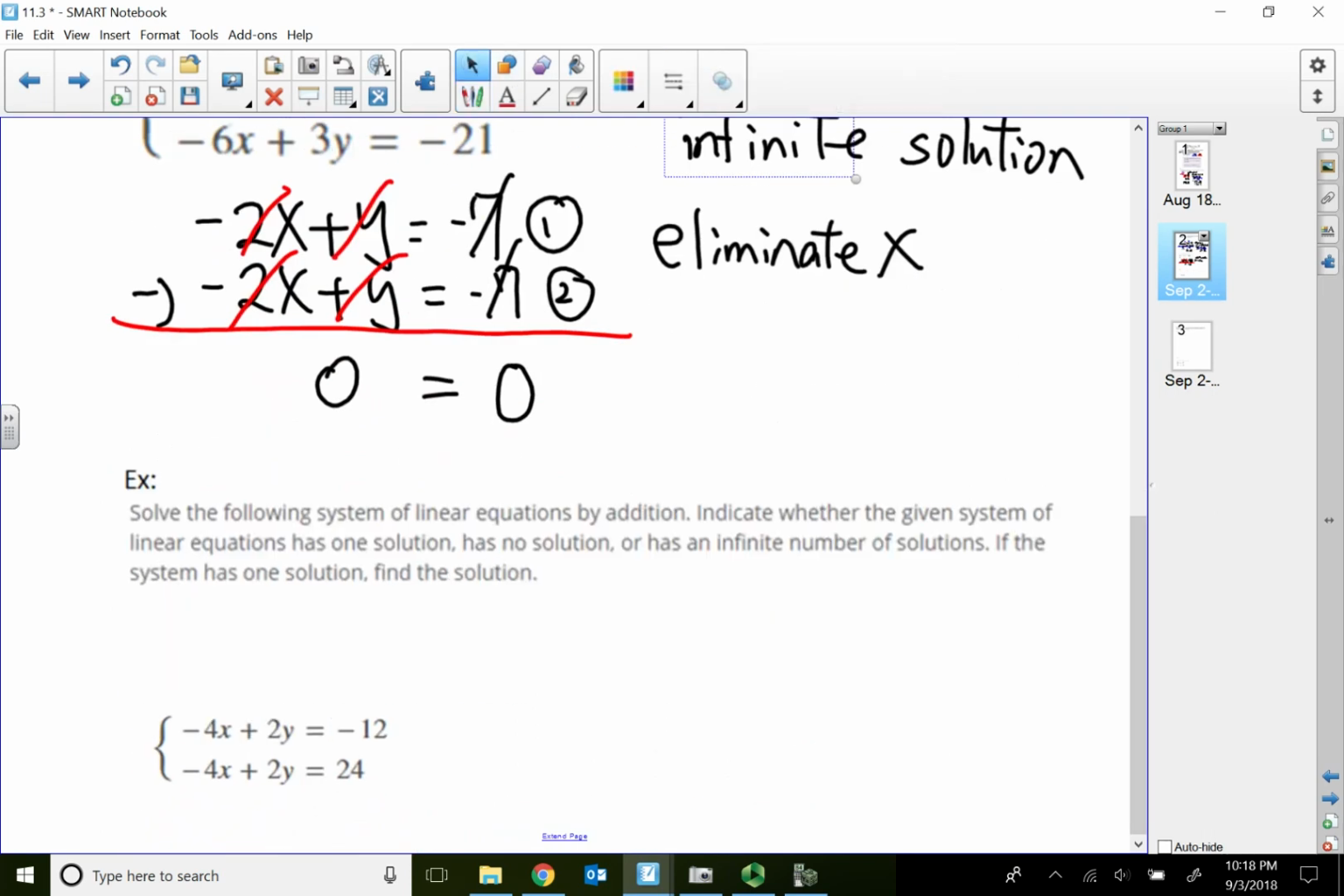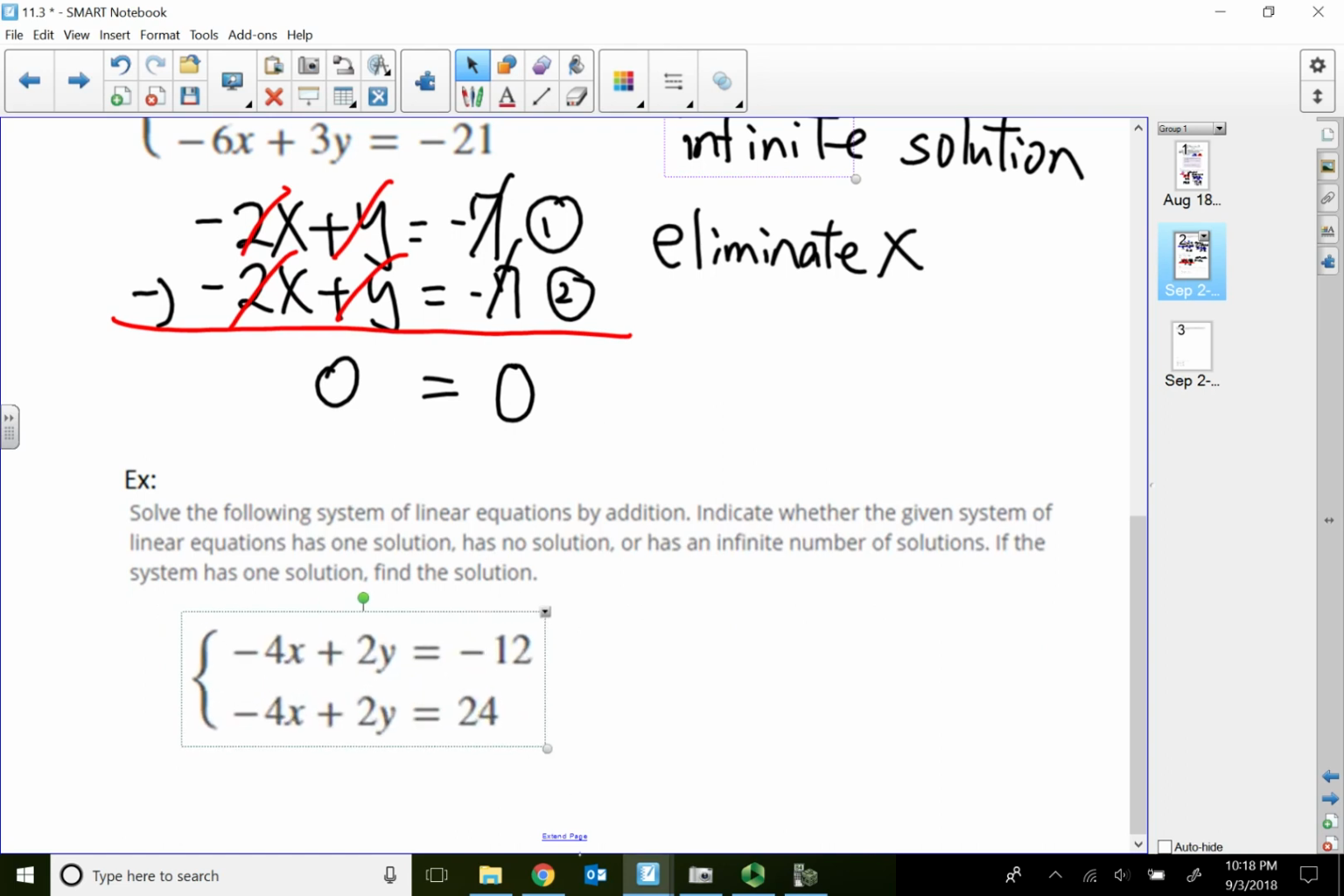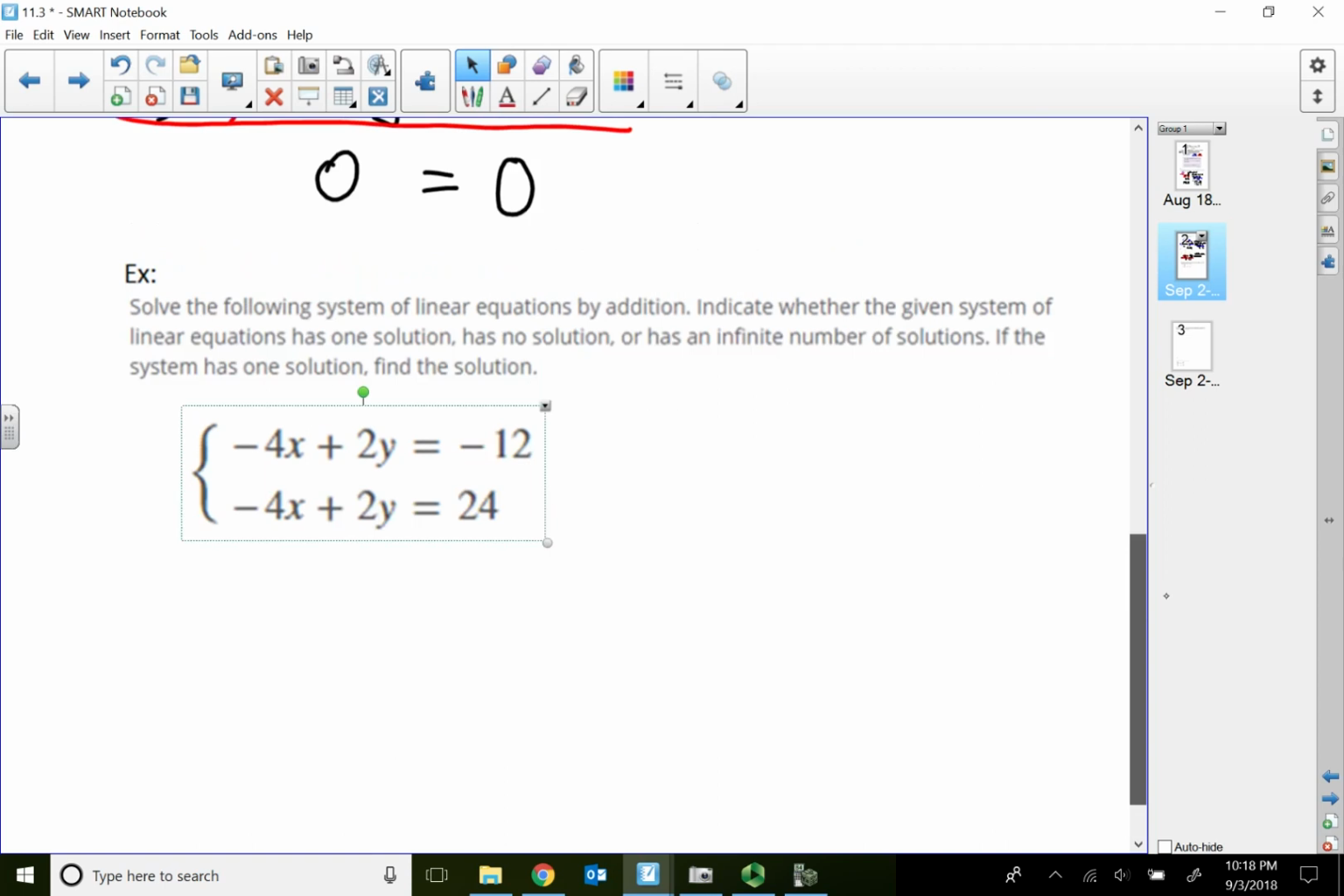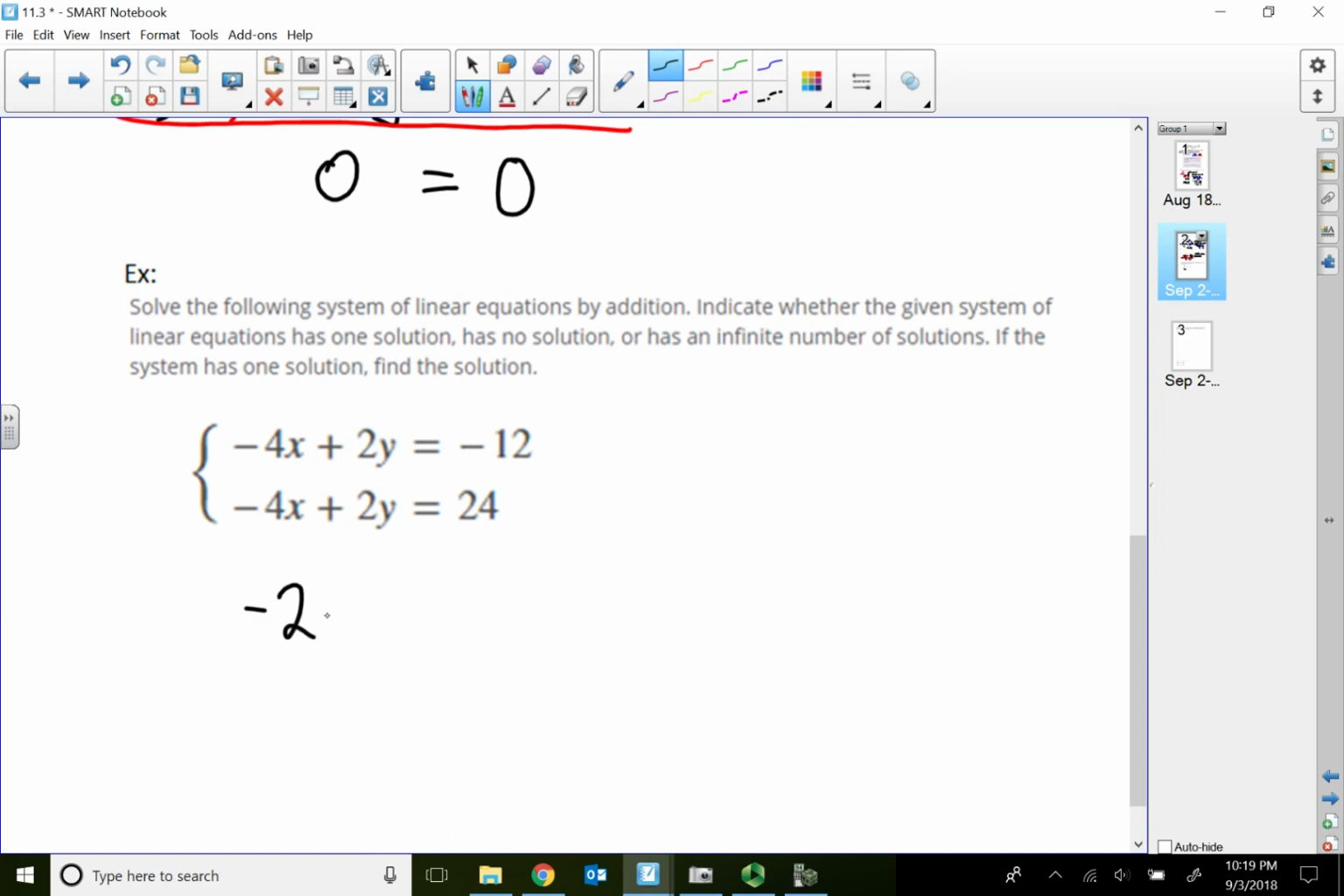Alright, so in this particular example, you can almost see what's going to happen here. If I reduce every term by 2 for both equations, then my first line will be -2x plus y equal to -6. My second line will be -2x plus y equal to 12.